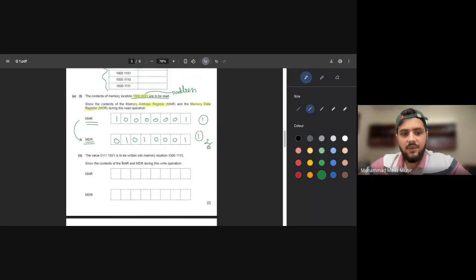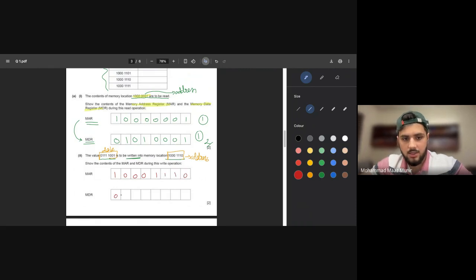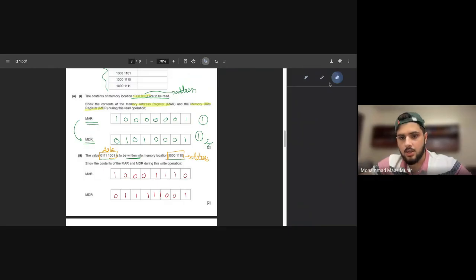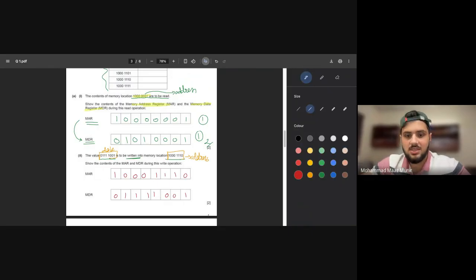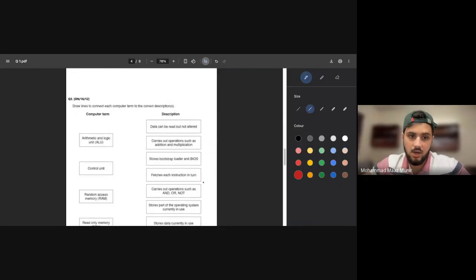Next part says that the value 00011100 is to be written into memory location this, which basically means that this part is my data, and I need to write this into this location, which is my address. So the address is going to be in MAR, and my data is going to go into MDR. So I'm just going to be writing this up here, 10001110, and this is going to go into MDR, 01111001, and I'm going to get perfect 2 for this too.